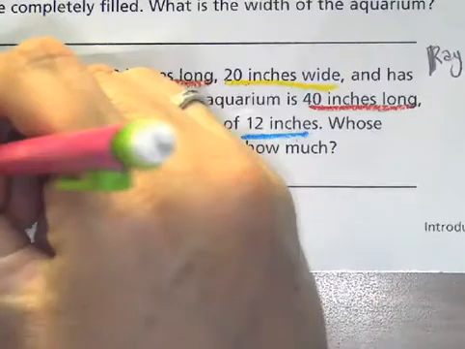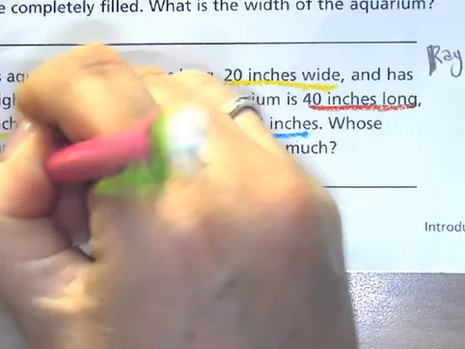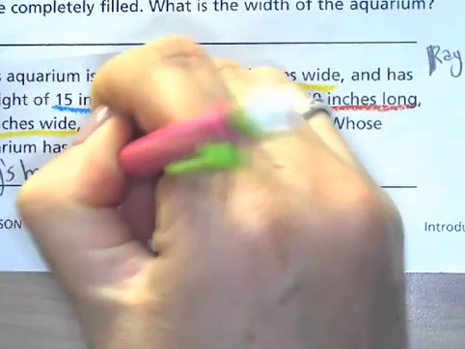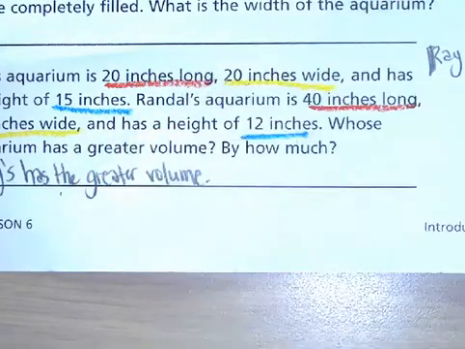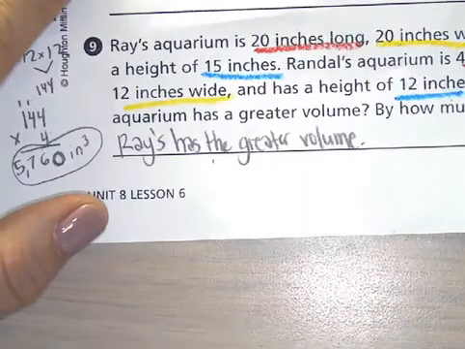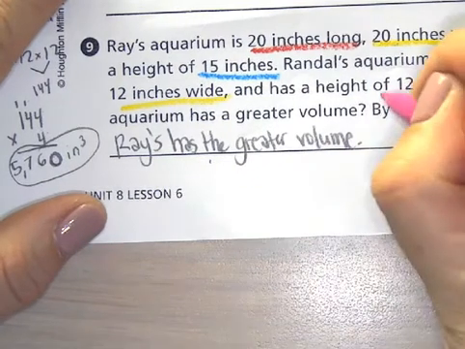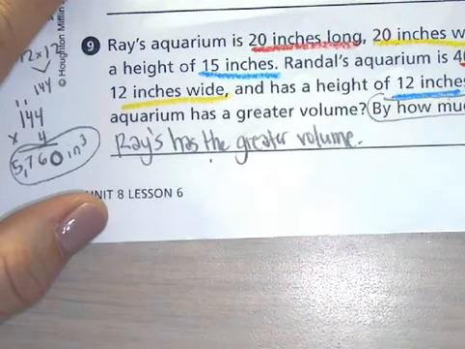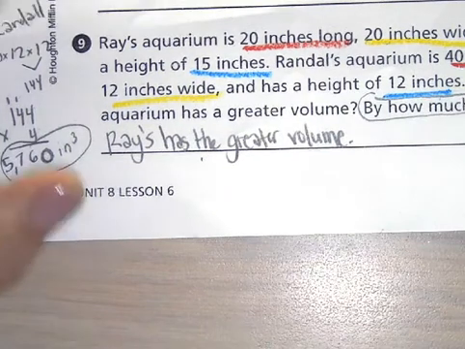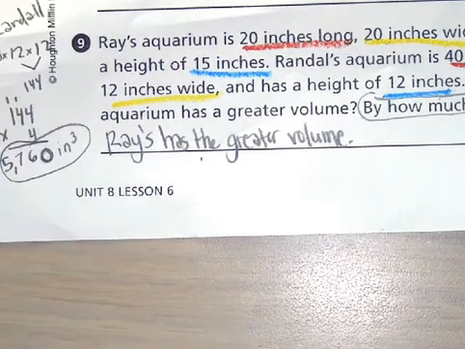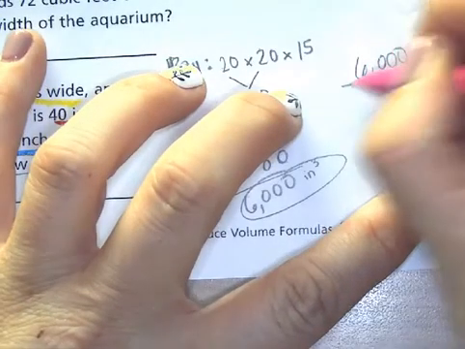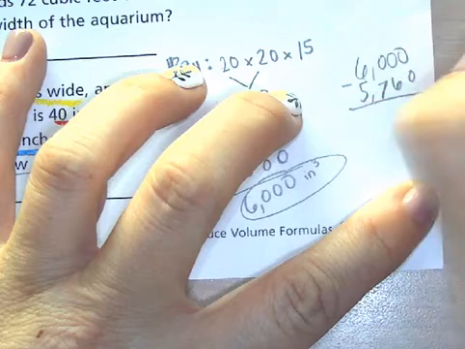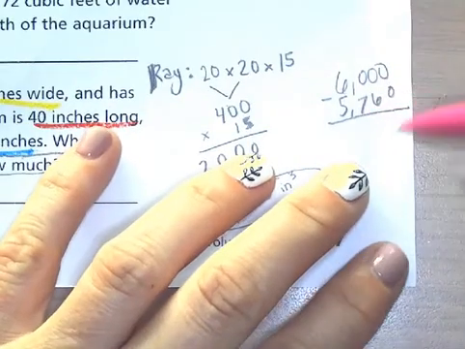Okay. So Randall's is 5,760. Ray's is 6,000. So whose aquarium has the greater volume? Ray's. Ray's has the greater volume. But then it says, by how much? Ooh. How are you going to solve that question? You're going to have to use subtraction to find it. So you have to do 6,000 minus 5,760.